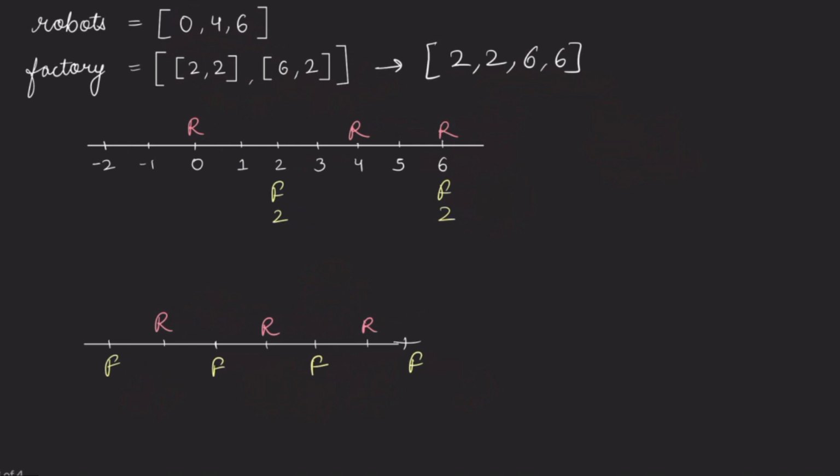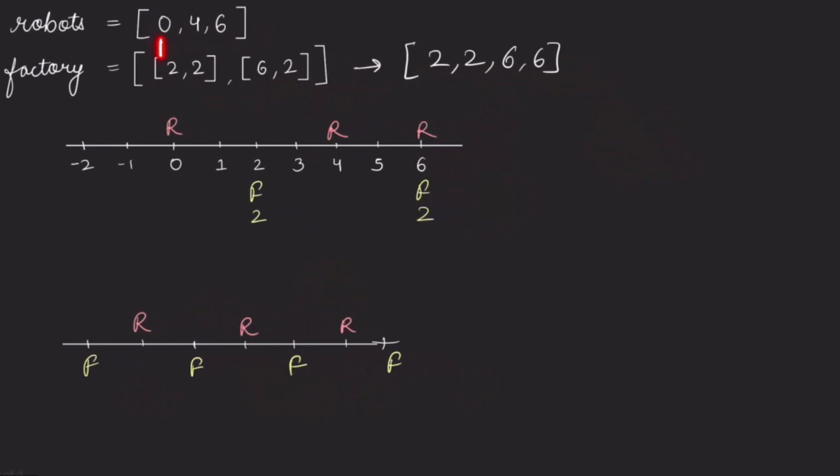So now when you sort them, what will happen? This is already sorted and this is also already sorted, right? So for this robot at 0, it can get repaired by this factory at 2. So 0 will be repaired by factory 2, right? Then in that case, for the remaining robots, which are 4 and 6, you are left with the factories at 2, 6 and 6, right?